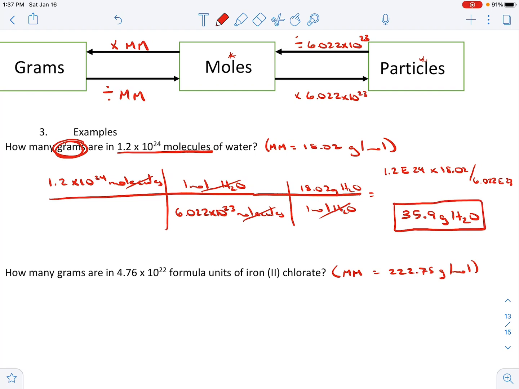Now, let's make sure that that makes sense to us. 1.2 is like twice that of our 6.022, right? So remember, that's like twice, so 2 times 18 is around 36. That's what we got, so I think we did okay. All right, let's try another example here.